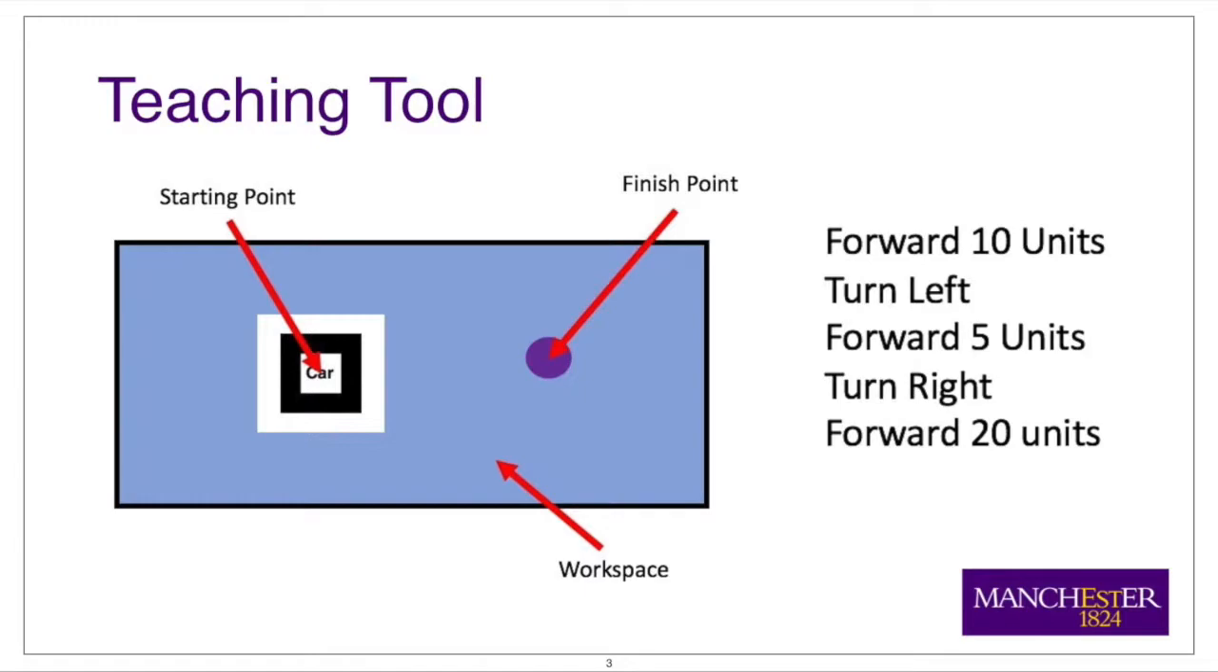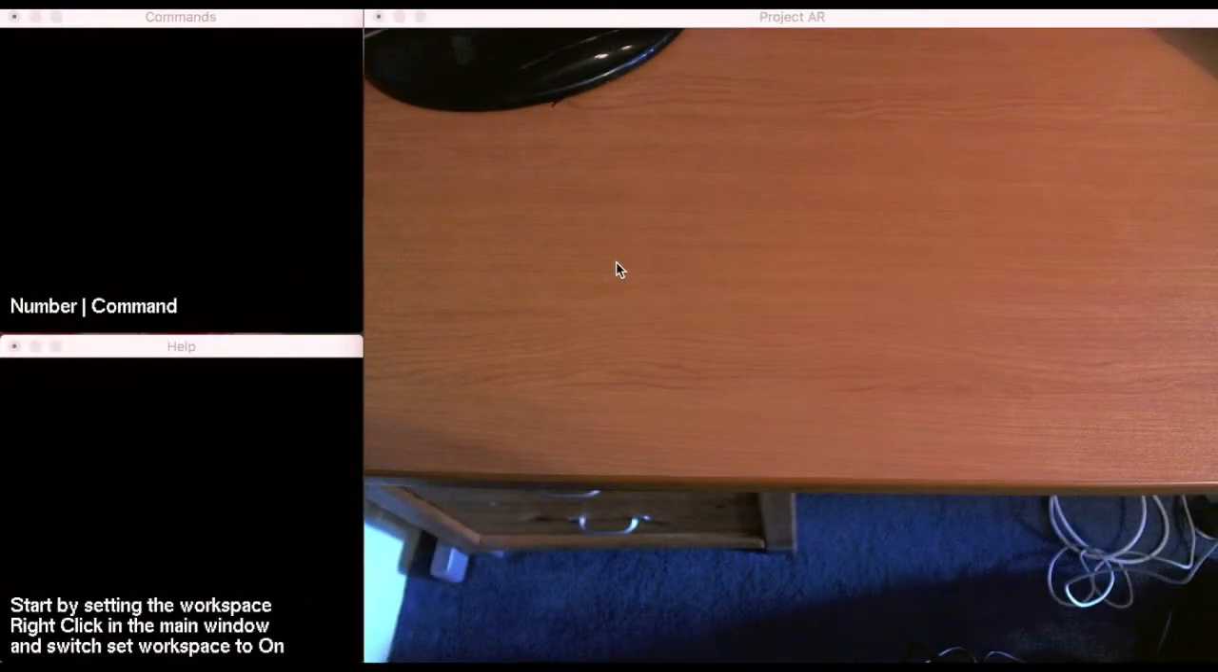The goal of the teaching tool is for the user to move the car from the center of the marker to a finish point within a set workspace, using a series of commands such as forward, back, left and right, with parameters being the number of units to move. The idea is that the movements are functions, with the units being function parameters, and the overall created set of movements is the program. The application has three main windows, the first being the window that contains the augmented scene.